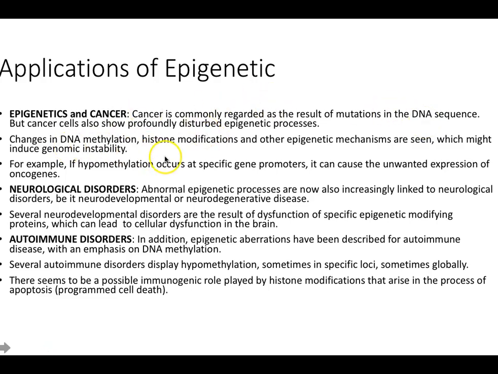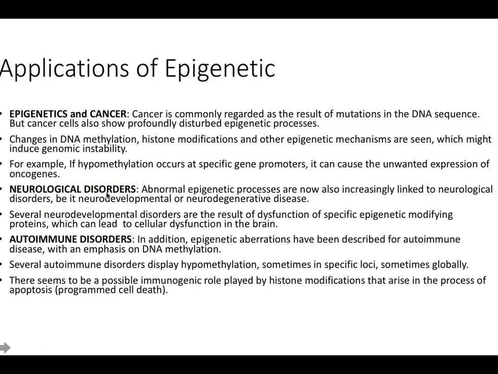So the changes in the DNA could induce genomic instability, and so this is an example of an oncogene that should not be expressed, but hypomethylation can cause unwanted expression of the oncogenes. Moving right along, neurological disorders.